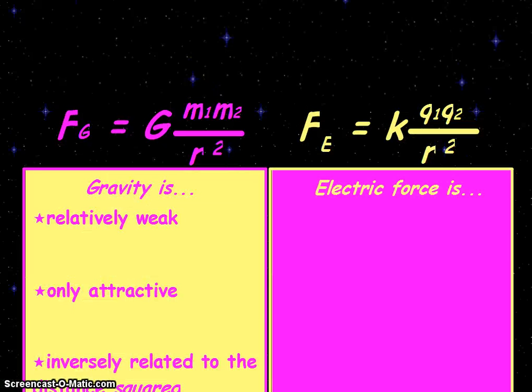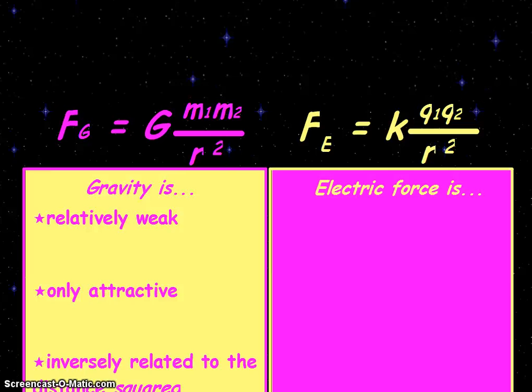Okay. You can draw parallels between gravity and electric force. The formulas for them, gravity's on the left, electric force is on the right. You can see the formulas are very similar. Gravity is a very weak force. Electric force is much stronger. Just think about it: you rub a balloon on your head, you can stick it to the ceiling. So the balloon is more powerful than the entire Earth.